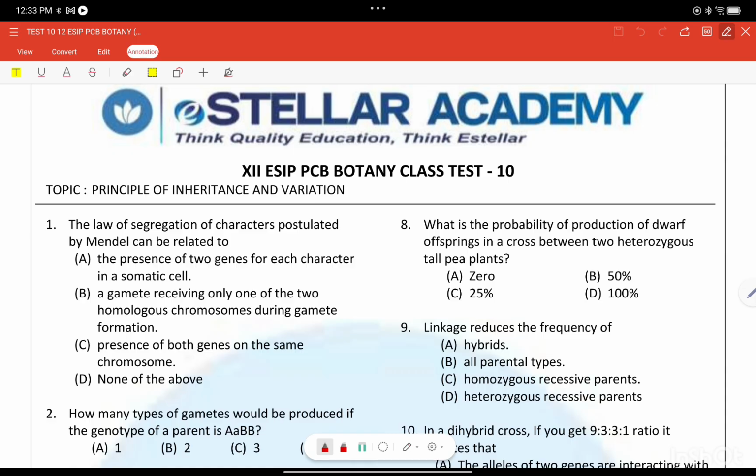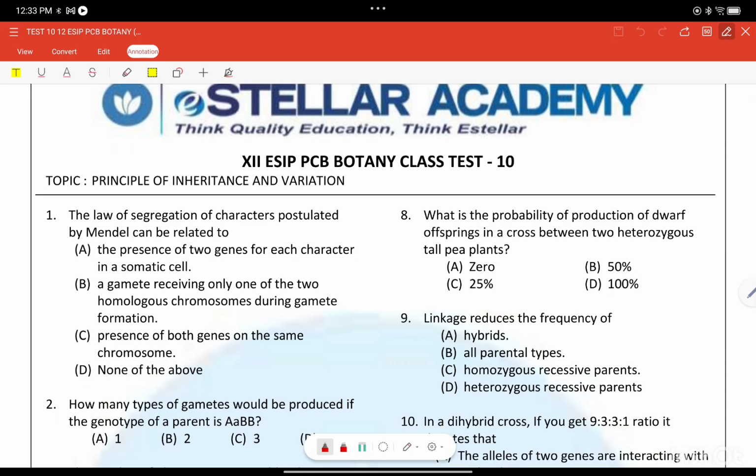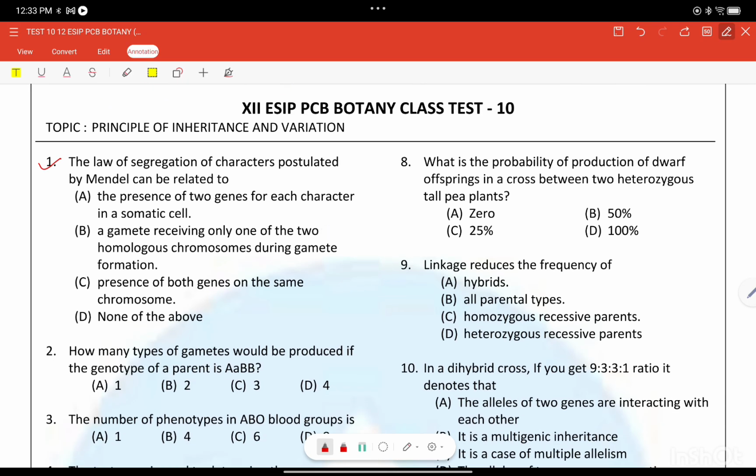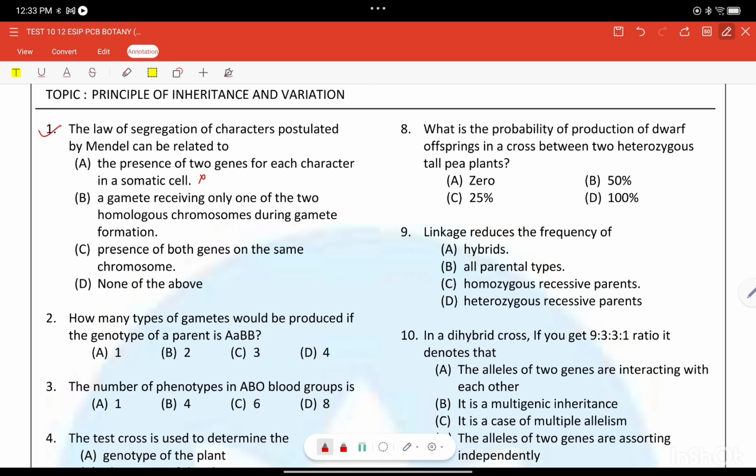Hello students, today we will start with discussion of test number 10, Principle of Inheritance. Question 1: the law of segregation of characters postulated by Mendel can be related to the presence of two genes for each character in a cell. It is not correct. A gamete receiving only one of the two homologous chromosomes during gamete formation.